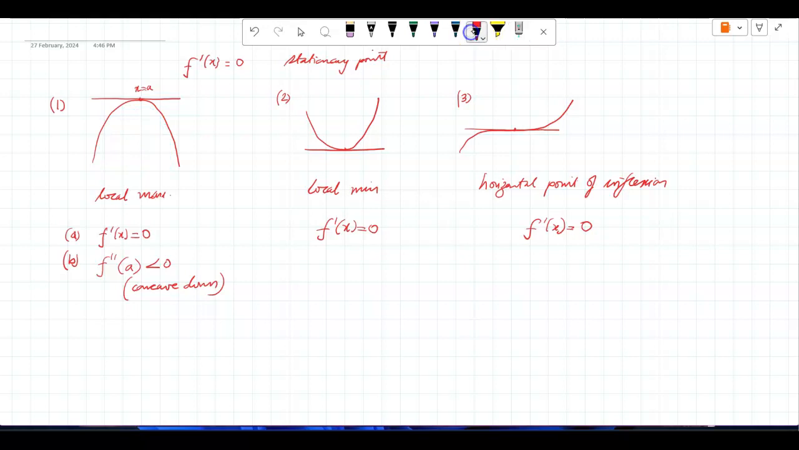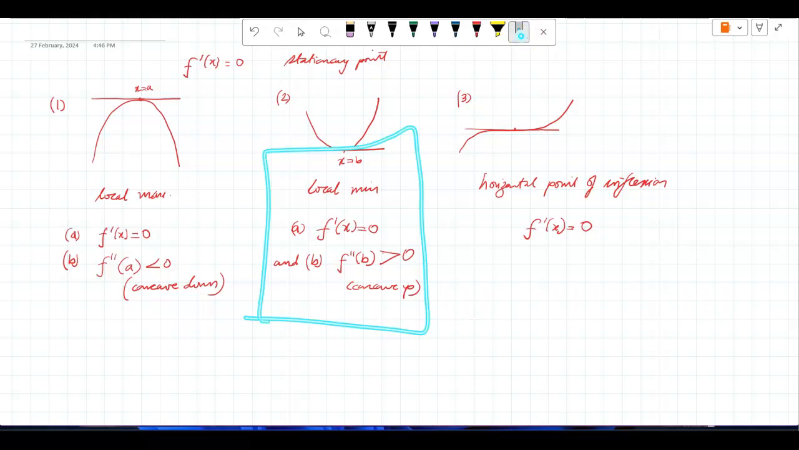For the local minimum, first condition is the first order derivative is 0, and the second condition is, suppose at this point x is equal to b, your second order derivative at that point will be greater than 0. Greater than 0 means it's concave up. So again, two conditions for this. What are the two conditions for local minimum? The first order derivative 0 and your second order derivative is positive, means it's concave up. Only if it's concave up, you will get a minimum.